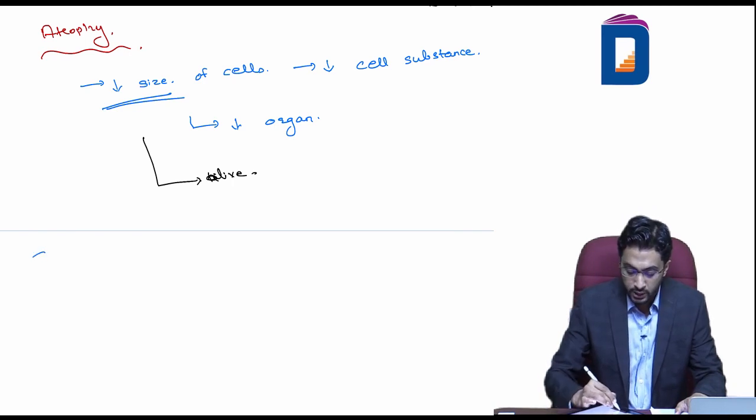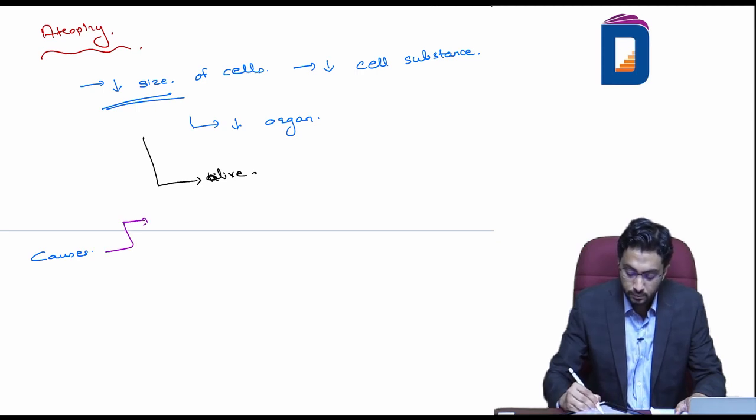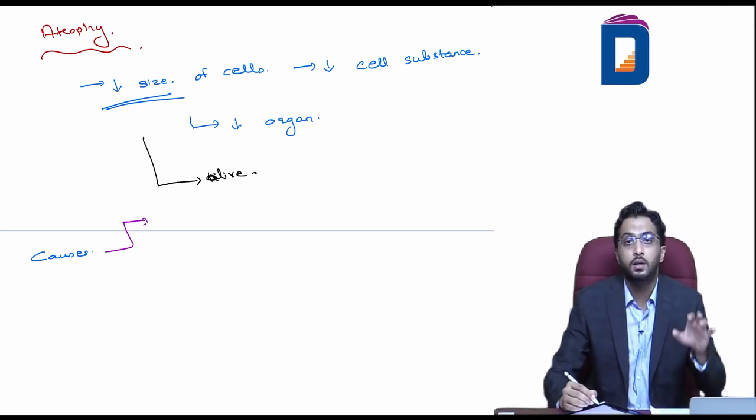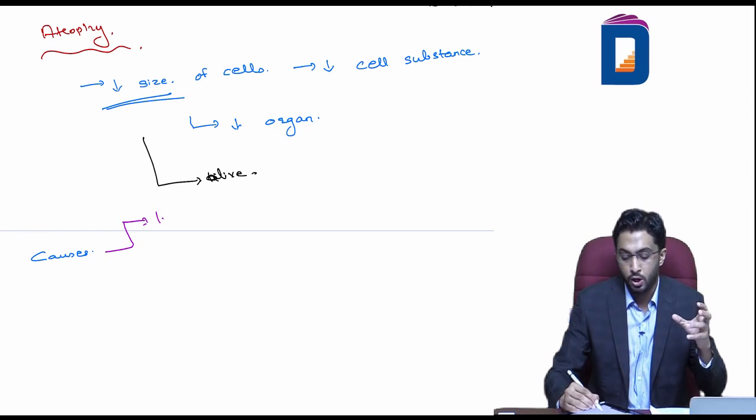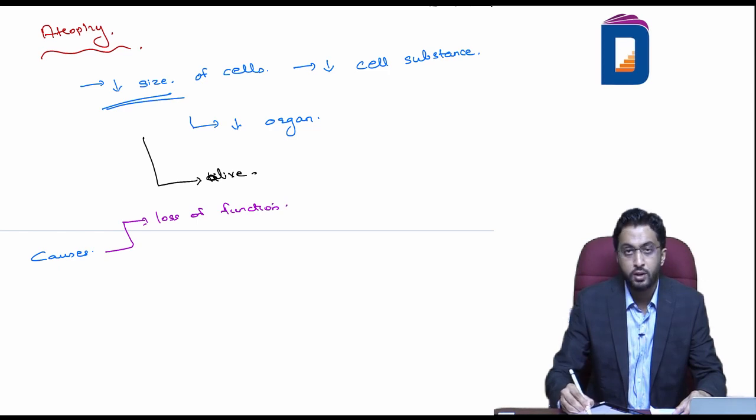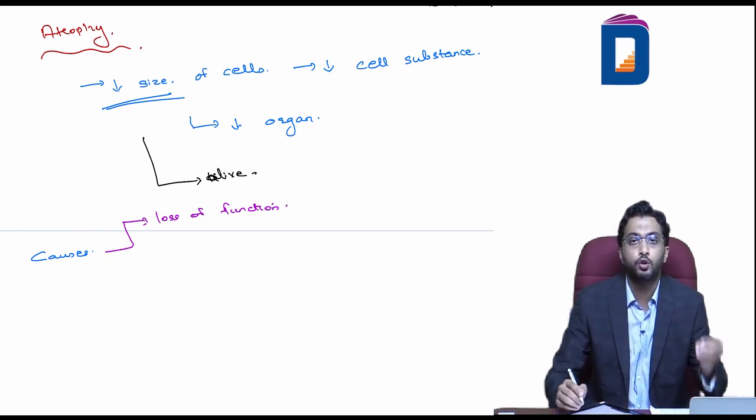Now coming on to the next part, which is the causes of this particular atrophy. There are different causes. One is immobilization or loss of function. For example, after a fracture you immobilize your leg for a longer period, there is loss of function, and this can lead to atrophy.